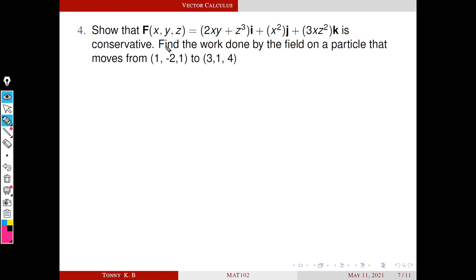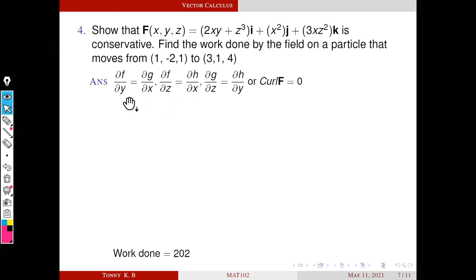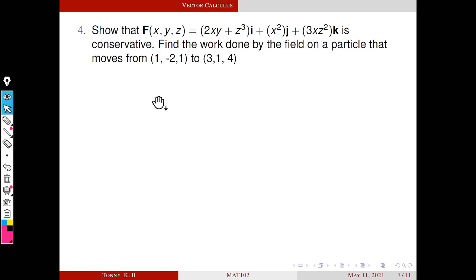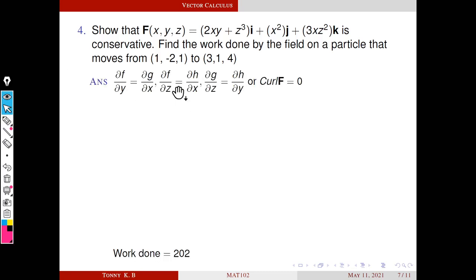Okay, next problem. Show that f, a 3-dimensional vector field, is conservative. Find the work done by the field on a particle that moves from this point to this point. They didn't give the path of this particle. Why? Because this function is conservative. So how to show that this one is conservative? This is the condition.